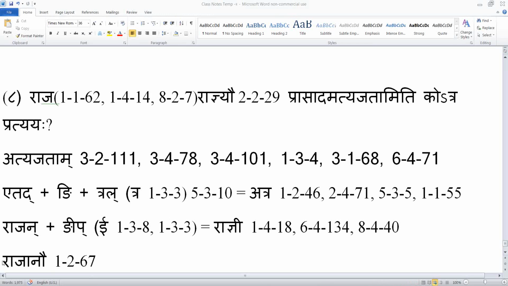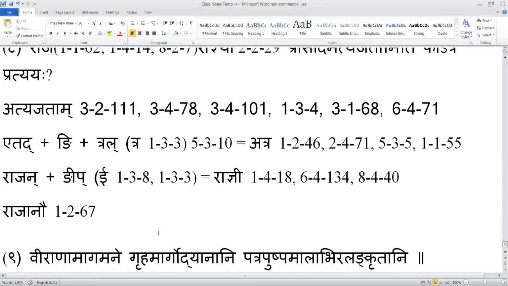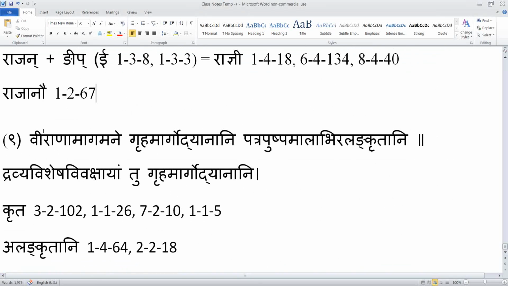This one is a good point. I think Rajanau definitely looks like a valid form, because the only difference is gender. It should become Ekashesha. What's called Ekashesha? Only one remains. Okay, thank you, that's a good point. See, unless you teach, you never learn anything. I didn't think of this point. Let me highlight this one, Rajanau.